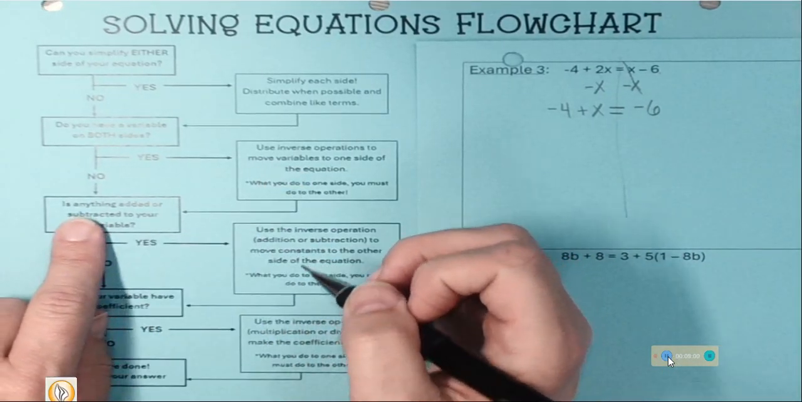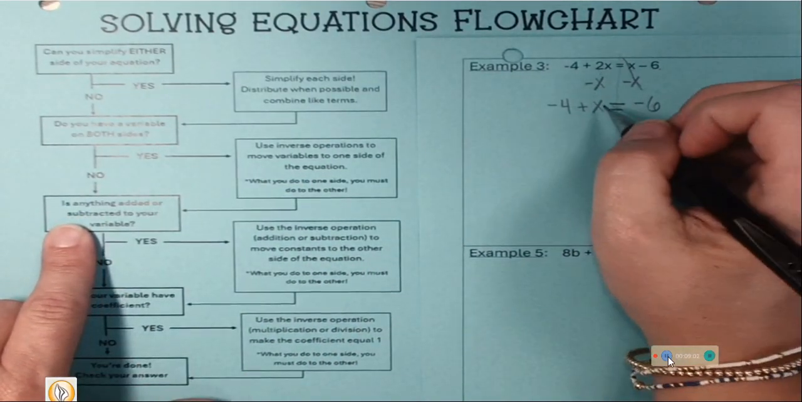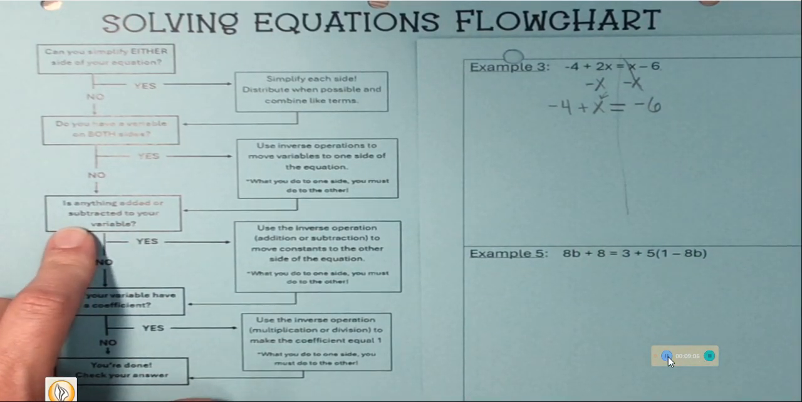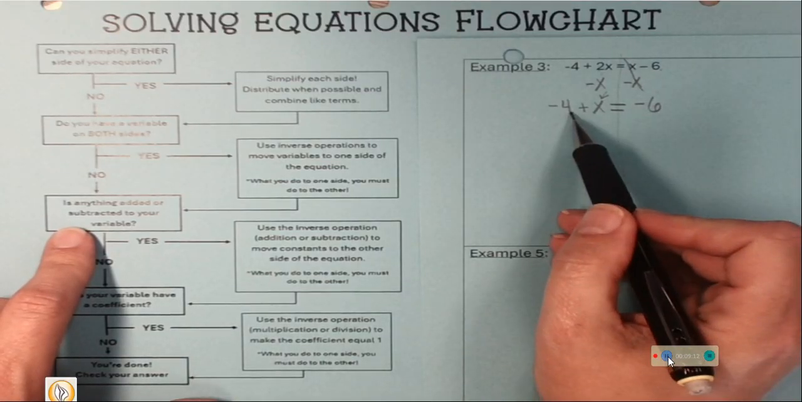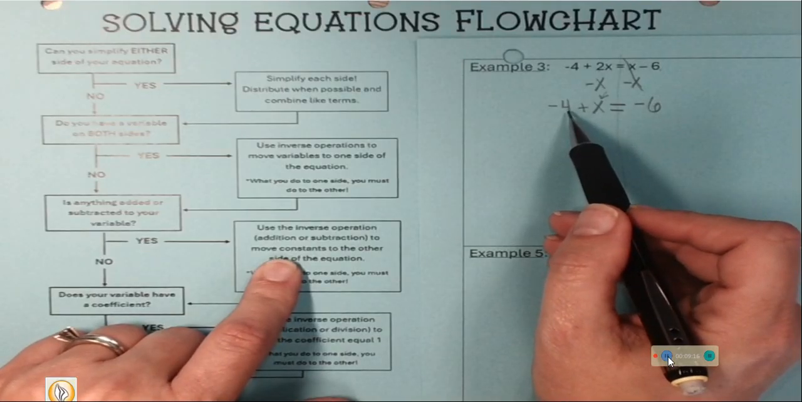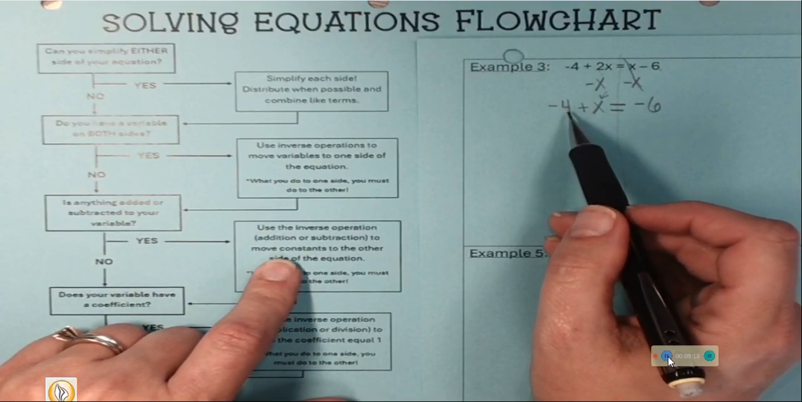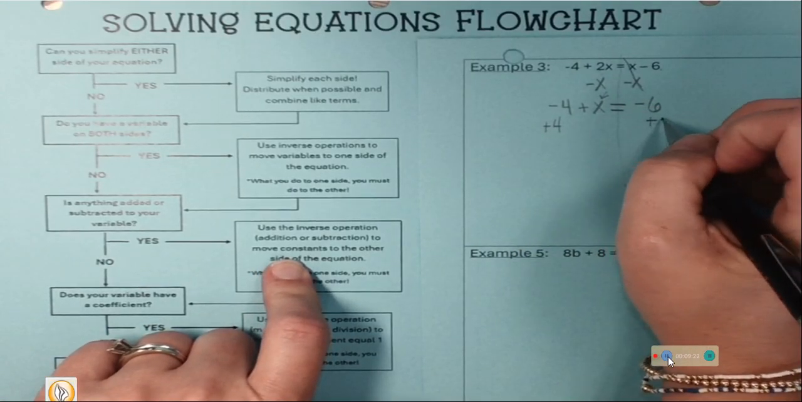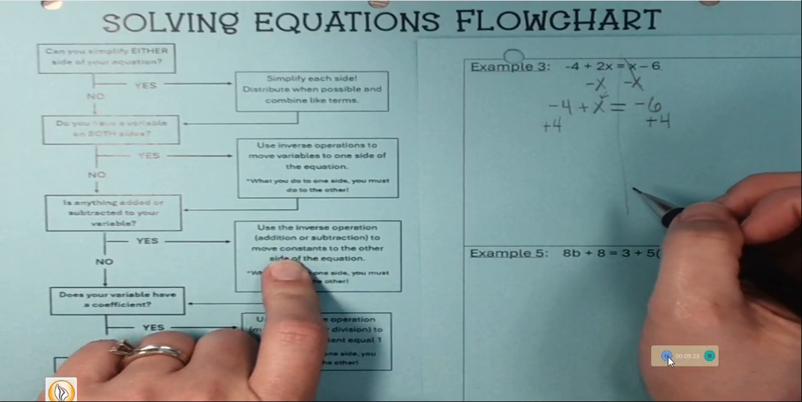So now we're right here. Here is the x that you want by itself. Is anything at all added or subtracted to that x? Right there, negative 4. So yes, it is. So we got to use the inverse to get rid of that negative 4. What's the inverse of a negative 4? Plus 4. You're going to do that on both sides of the equal sign.